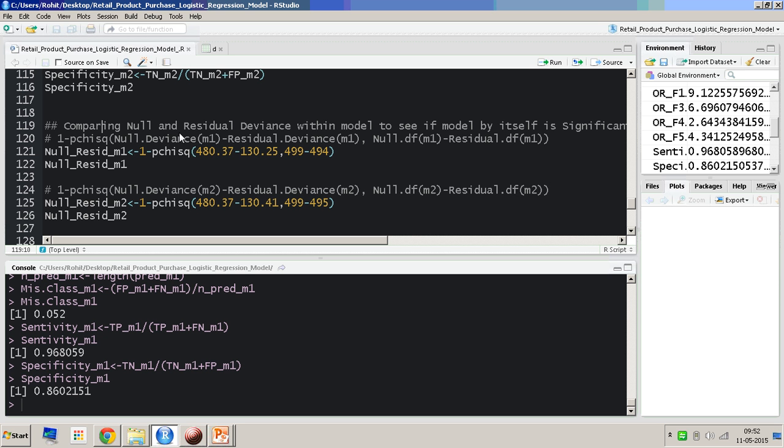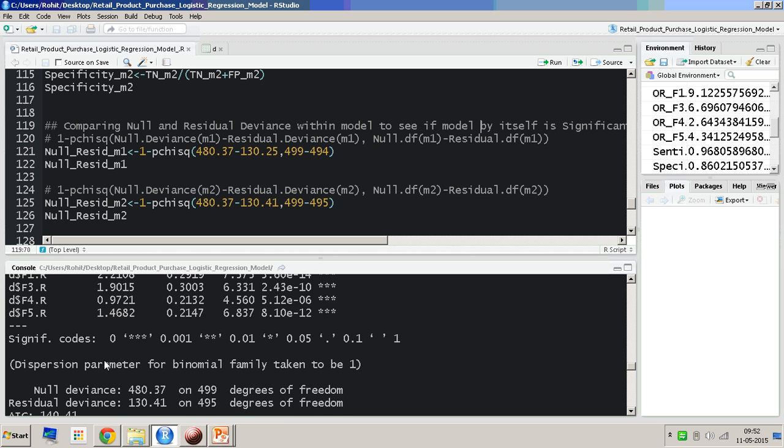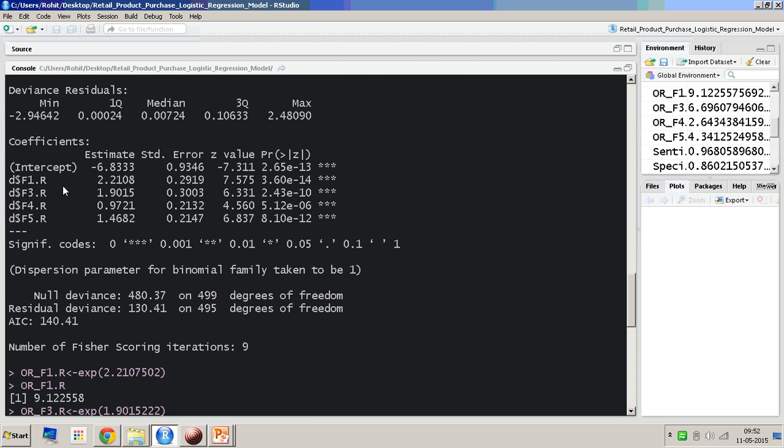Now comparing the null and residual deviance within a model to see if the model by itself is significant. Within the model, like I stated earlier, the null deviance, and if we go to the summary and look at it, this is for model 2 that we are looking at the summary. The null deviance is the value which we would get as the deviance value if there were absolutely zero independent variables and only the intercept.